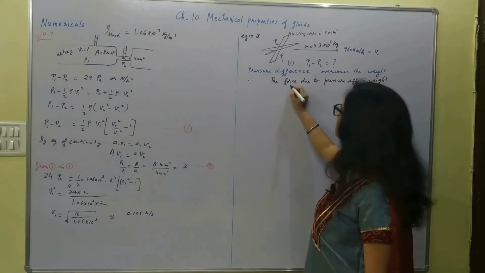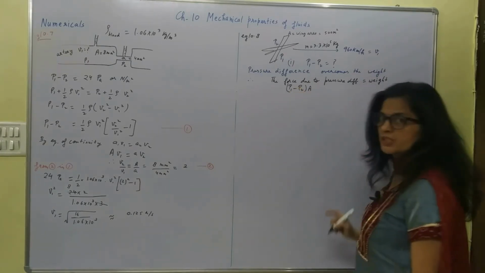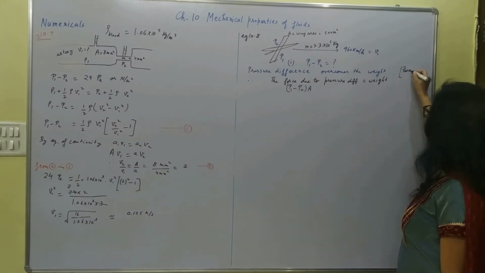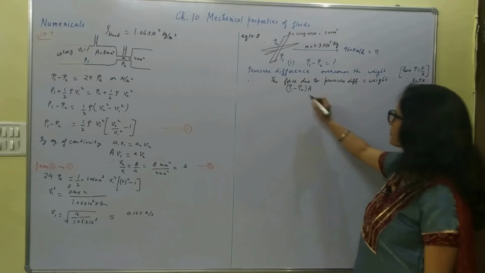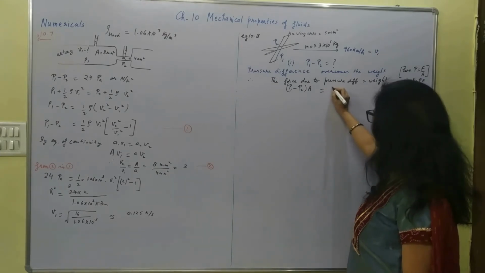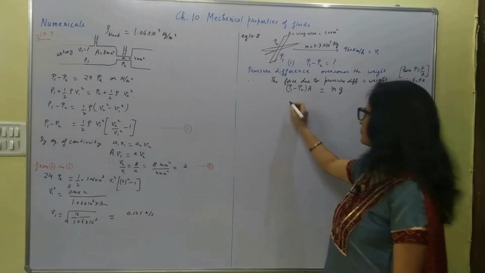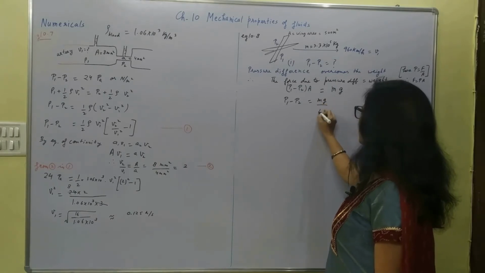So you can write down (P1 minus P2) into A, because pressure into area gives you the force. So we can write here, force is equal to pressure into area. This is the force due to pressure difference, and this is equal to mass of the plane into g. So this will give us the pressure difference easily. So P1 minus P2 is equal to mg upon A.